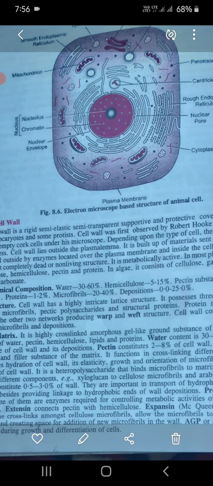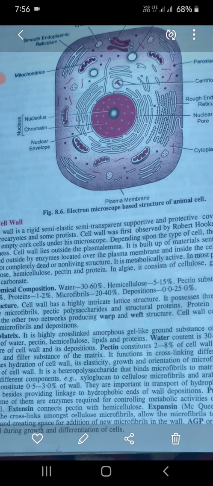जो arabinogalactan proteins हैं, they are helpful during growth and differentiation of the cells. This was something about cell wall, its structure and its chemical composition.